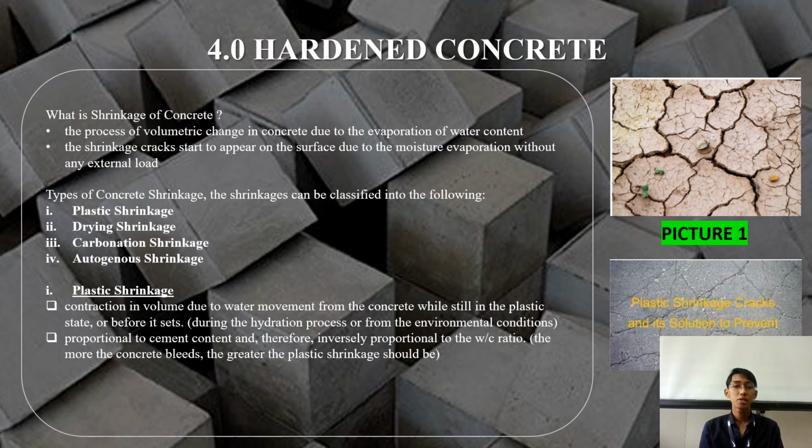Plastic shrinkage is a contraction in volume due to water movement from the concrete while still in the plastic state, or before it has set. The movement of water can be during the hydration process or from environmental conditions leading to the evaporation of water that resides on the surface of the wet concrete. So the more the concrete bleeds, the greater the plastic shrinkage should be. Plastic shrinkage is proportional to cement content and therefore inversely proportional to the water cement ratio.